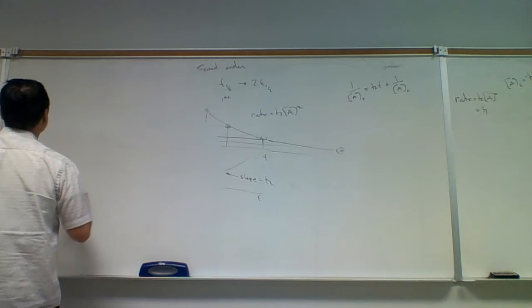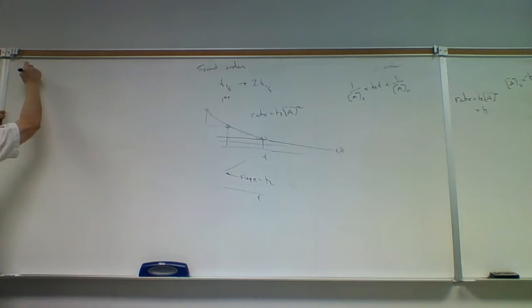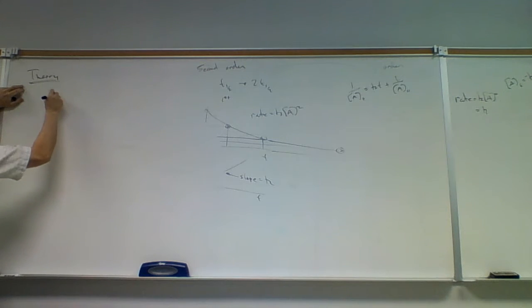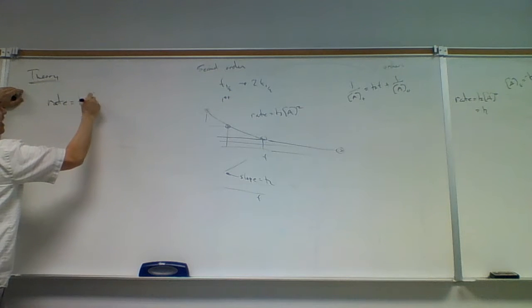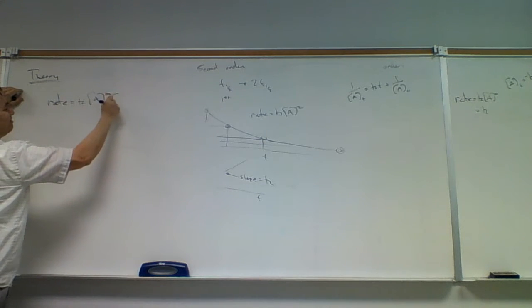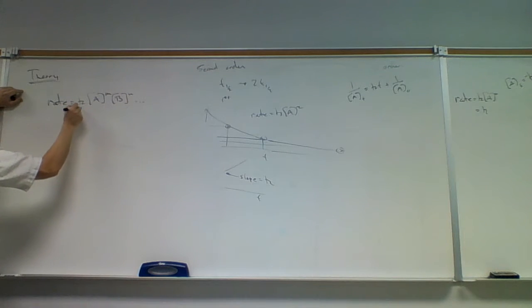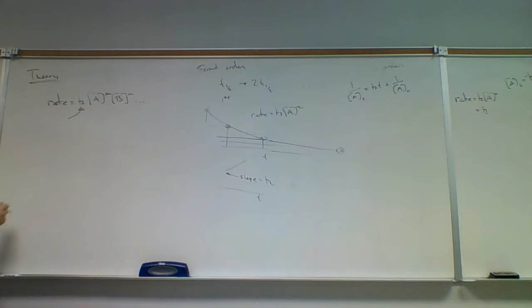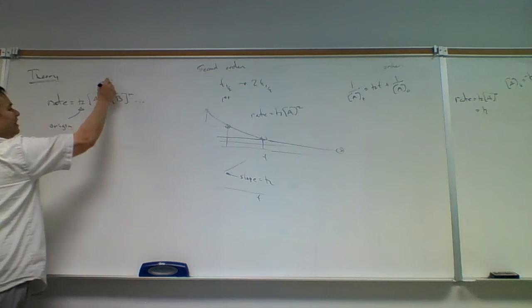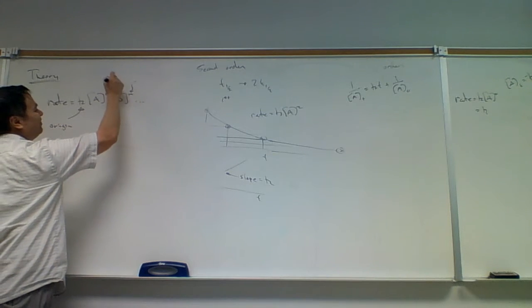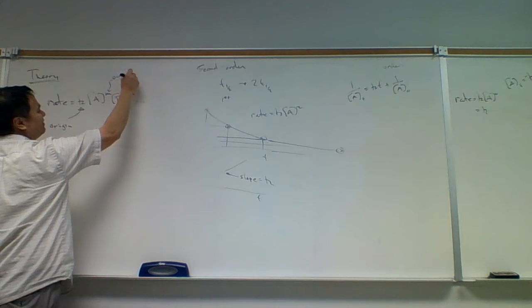So basically, let's talk about theory here. I have this rate law, how fast the reaction occurs, and this is equal to k[A]^m[B]^n, etc. The first thing is k, how can I determine that theoretically? What is the origin of k? And then m and n, what is the origin of these?